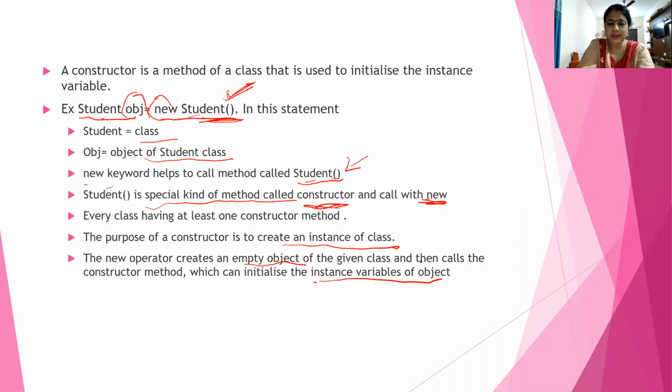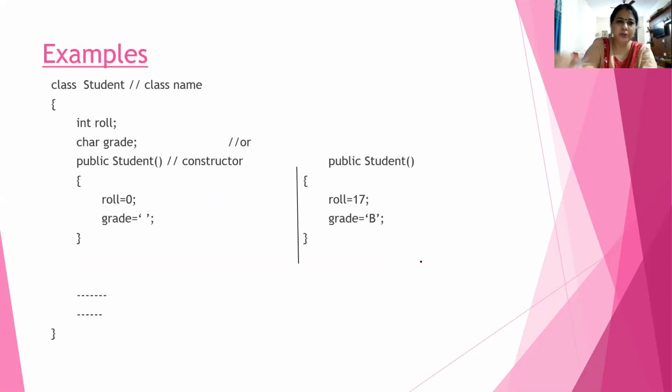Now look at the example, how we can write the constructor here. I will clear all the things here. See, class Student is the name of the class. There are two instance variables, roll number and grade. Roll number is of integer type and grade is of character type.